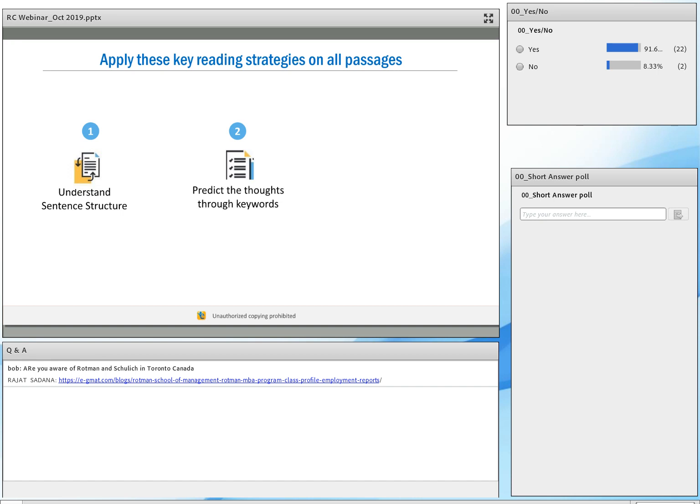Then the second thing that you need to do is predict the thoughts of the author through keywords. Now, what do I mean by that? Let's say the author has presented a positive aspect about a certain entity, and then he says, having said that. Now, you don't read the stuff that comes after having said that, but you do a mental pause and think, okay, I've read about the positive things about this entity. Now the author is saying, having said that. So what am I going to read next? So tell me, what are you going to read next?